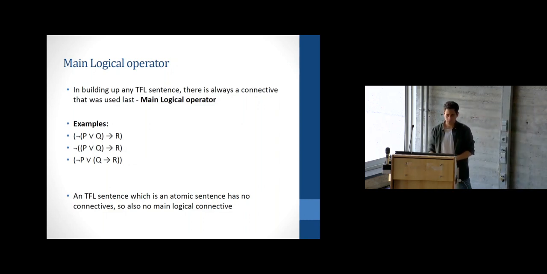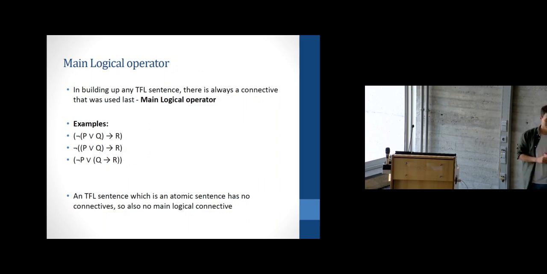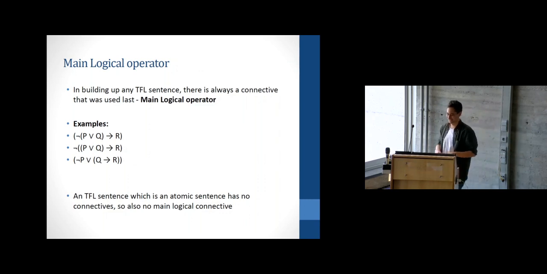Okay? So one thing you want to check for yourself is that you understand how to recognize what the main logical operator of a sentence is. And a good thing is that if it's actually a sentence, for sure it has one unique main logical operator. Okay? In the last example, what was the main logical operator? The disjunction.